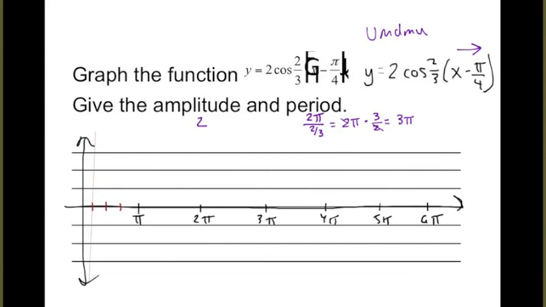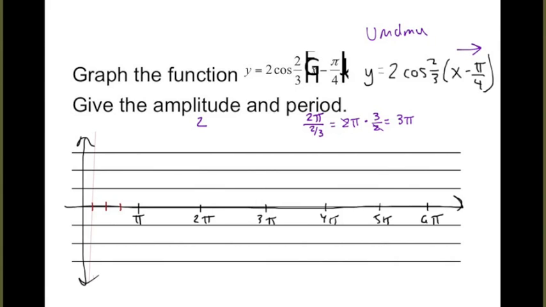Not a very straight line, but we'll go with it. That's going to be our starting line. Okay, so instead of starting right on the y-axis, we're going to start at that line. Why is that? Because of that x minus pi fourths in the equation. That moves our graph. The whole thing is just going to bump over a pi fourths to the right.